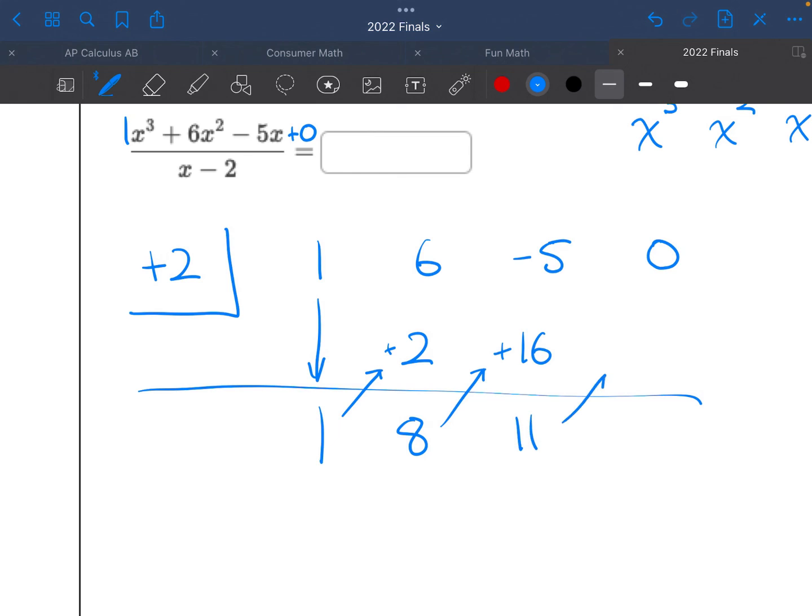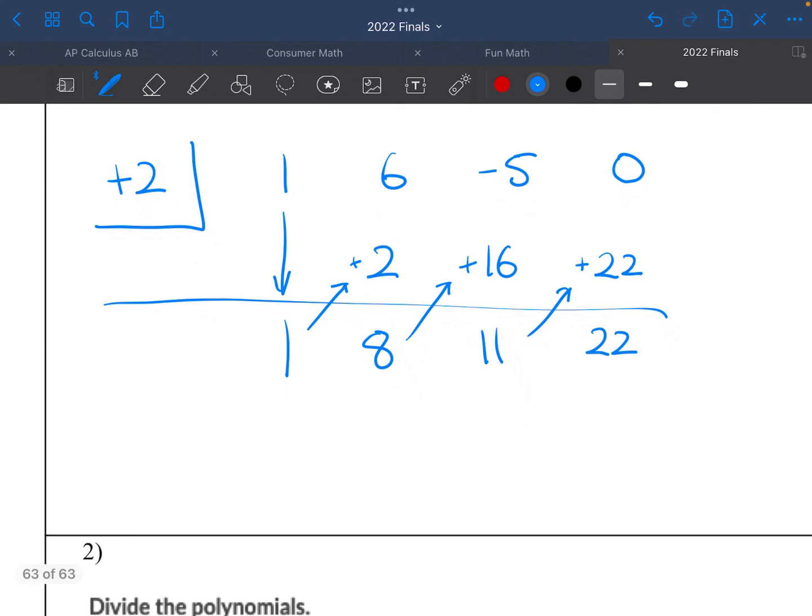Oh, look, I'm crossing the border again, which means I have to multiply by this number that I left up here in the box. So 11 times 2 is 22. And then I add them straight down. 0 plus 22 is 22. And there's basically my answer. So that last number is always going to be the fraction.